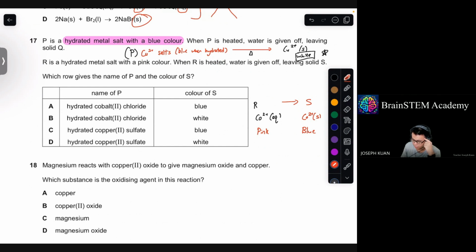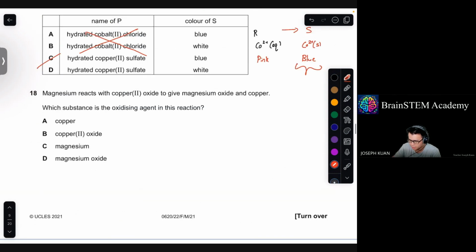Which row gives the name of P and the color of S? P is hydrated cobalt 2 chloride, not copper 2 sulfate. This will be pink in color. And then S is the anhydrous cobalt 2 chloride, which is blue in color. So the answer is C for number 17, based on analysis.